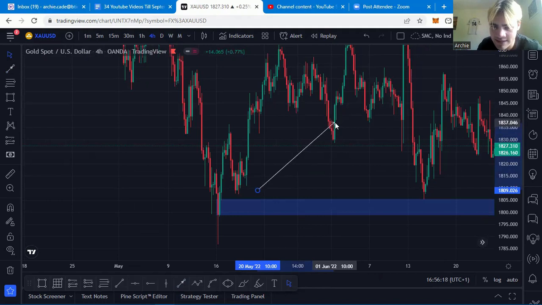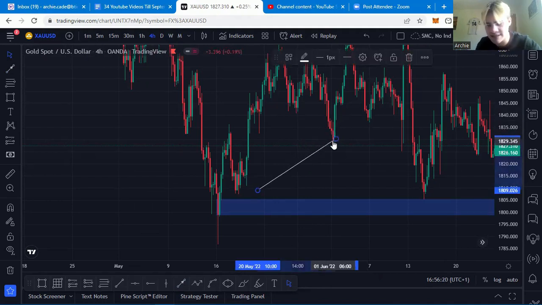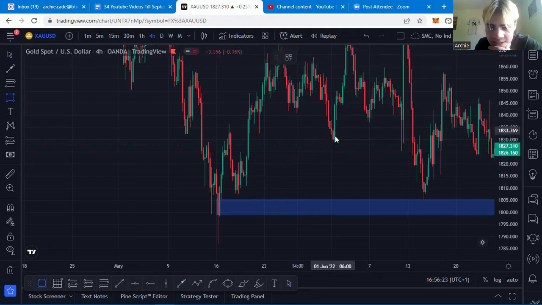Okay, this part of the imbalance is still clean. So if I was to draw out this imbalance, it would be here, from the top of this candle to the bottom of the bodies, a little bit higher, yep, there, and then dragged across. Now that is the imbalance.